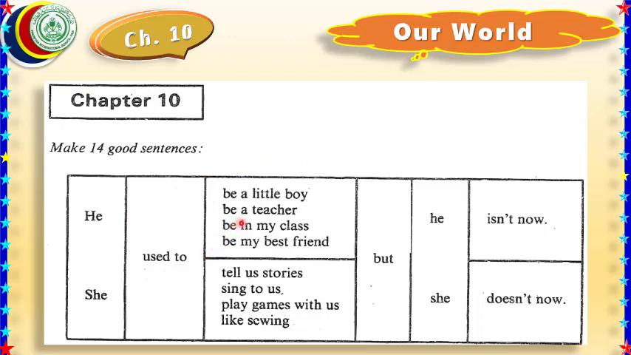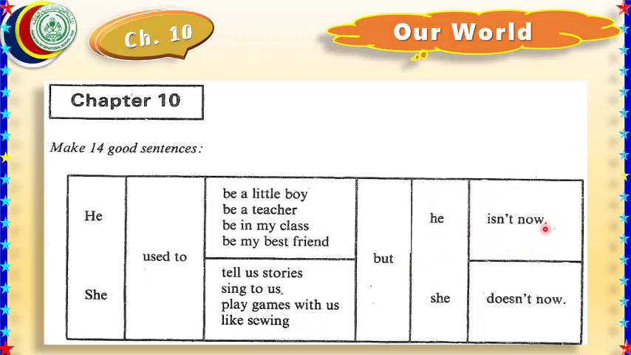He used to be a teacher, but he isn't now. When you use this he, after using used to, you can use these 4 phrases. Then you will use but. After that, don't go down. You will come here at he and write isn't now.